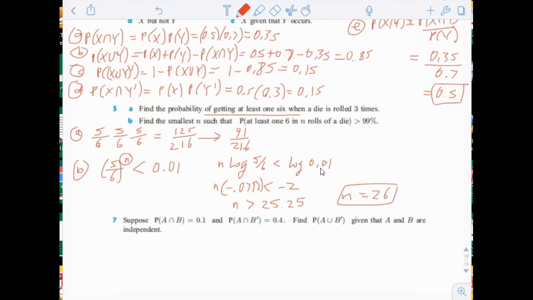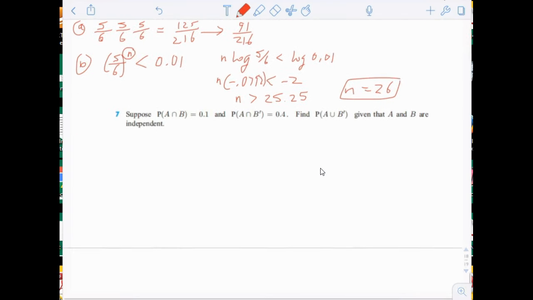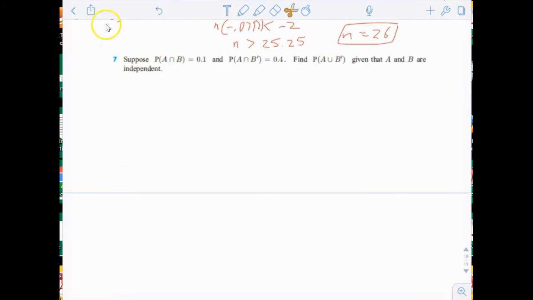Okay, 7, last one. Suppose that the probability of A intersect B is equal to 0.1 and the probability of A intersect B prime is equal to 0.4. Find the probability of A union B prime given that A and B are independent. Okay. This is probably the oddest problem we've had so far. They said that these are independent, so what can we do with that?